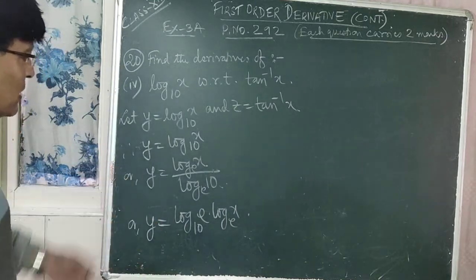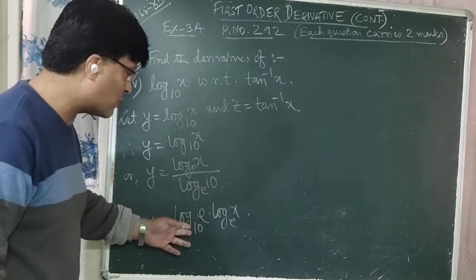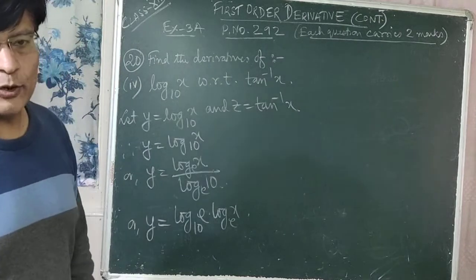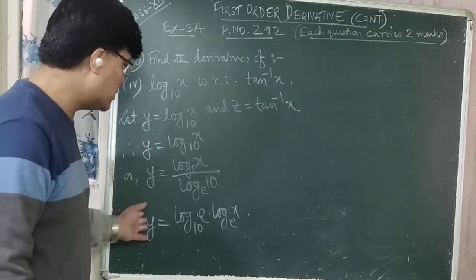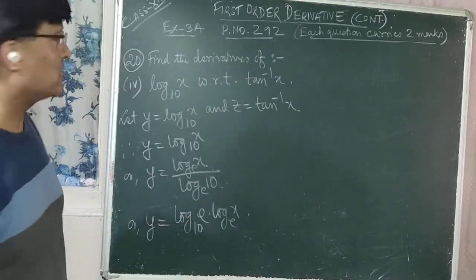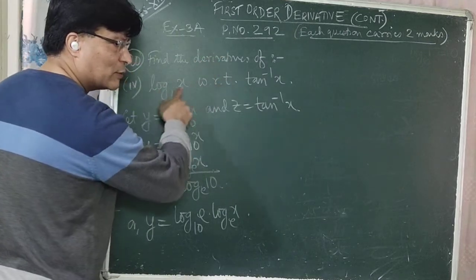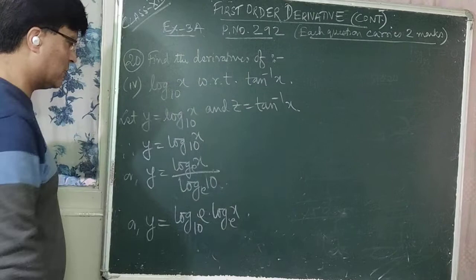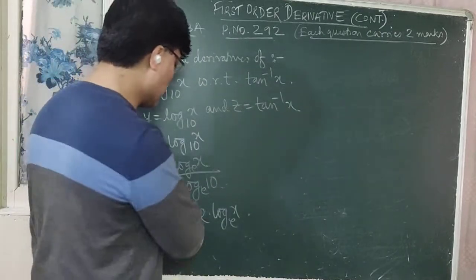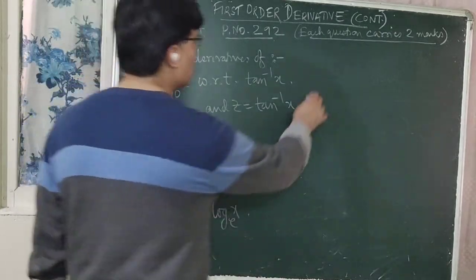Okay. Now you can differentiate it. Log e base 10 is a constant and log x base e is the only variable here. So you can differentiate both the sides with respect to x. Now here you have to calculate the derivative of y with respect to z, that means you have to calculate dy by dz.